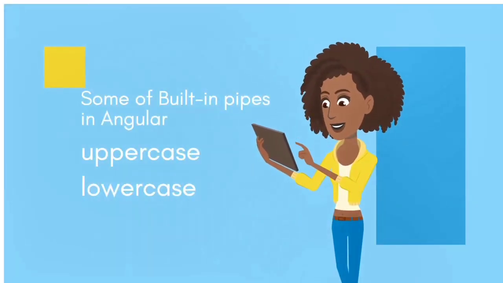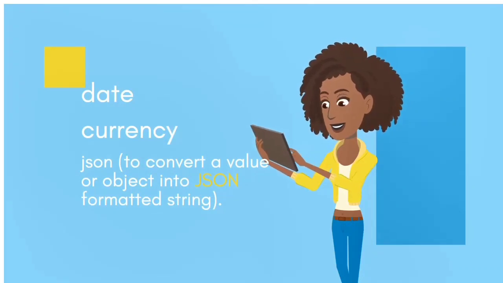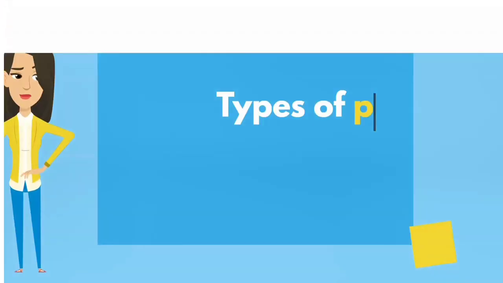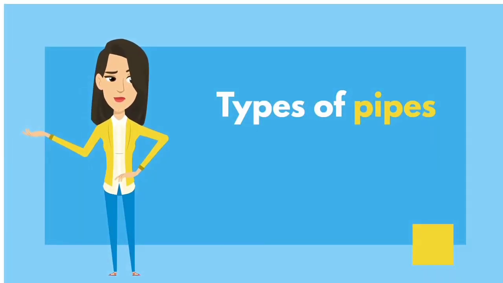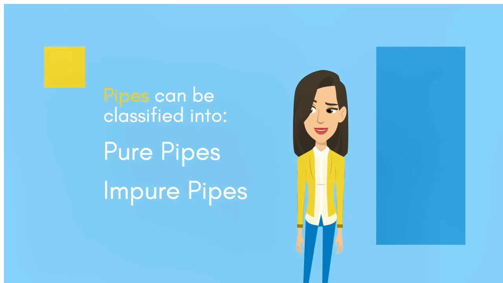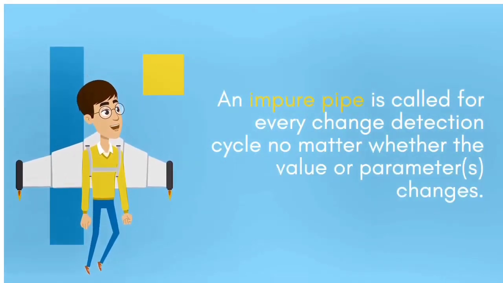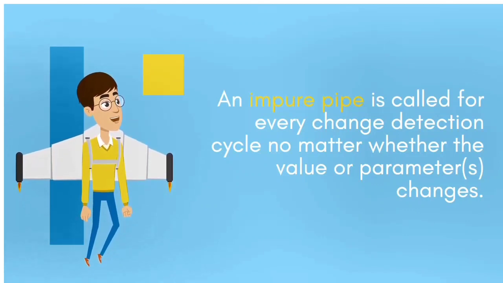Some built-in pipes in Angular: uppercase, lowercase, date, currency, JSON, to convert a value or object into a JSON formatted string. Types of pipes. Pipes can be classified into pure pipes, impure pipes. A pure pipe is only called when Angular detects a change in the value or the parameters passed to a pipe. An impure pipe is called for every change detection cycle no matter whether the value or parameters change.